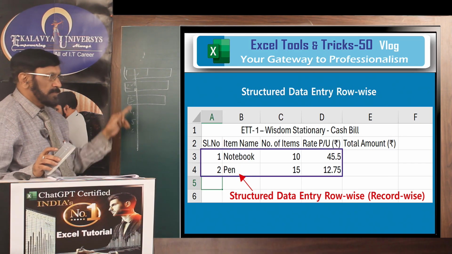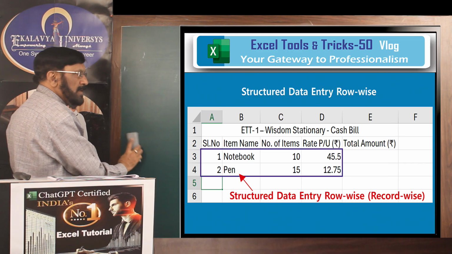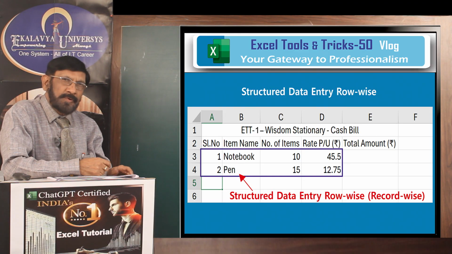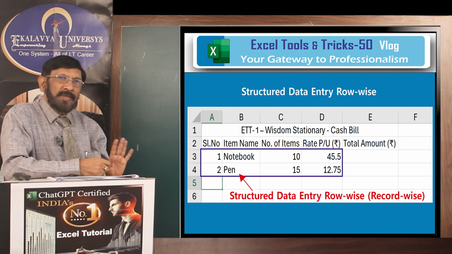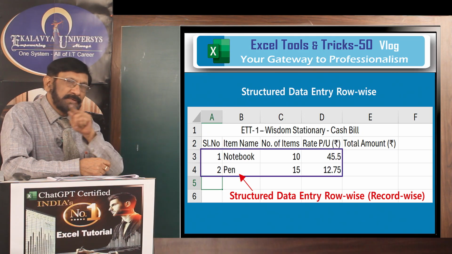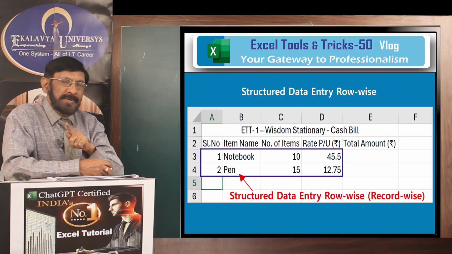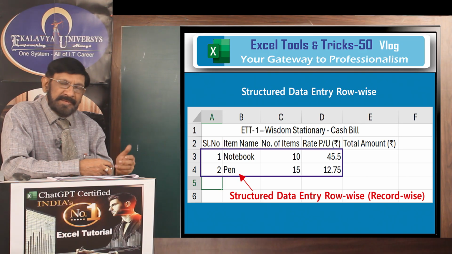Now you type 1, 2, 3, 4, 5; 10 items are there. Now, how many items totally do you have to type? 10 into 4, 40 items. Carefully, enter row wise. Whenever you are doing this type of program, do it row wise only. That is the structured data entry.